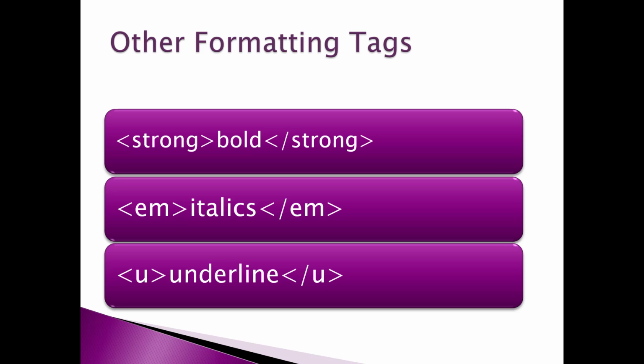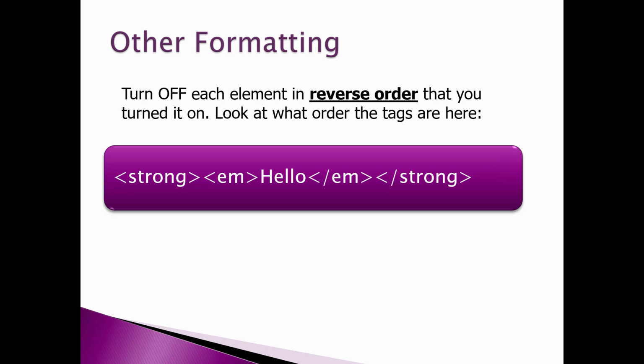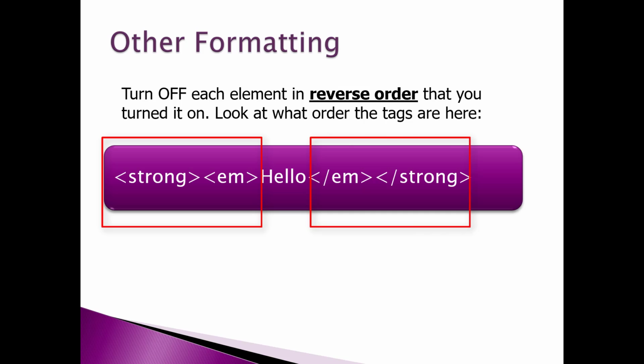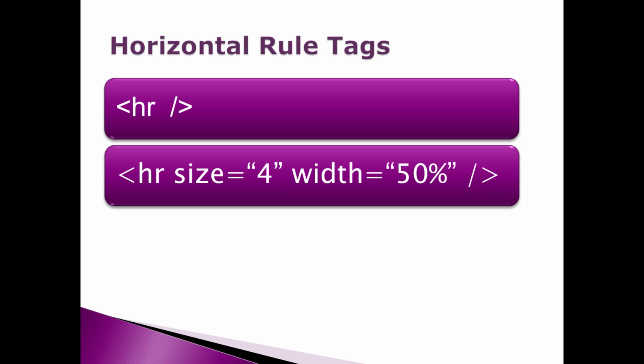Some other formatting, strong means bold, EM means emphasis, and that's going to italicize, and U means underline. It's important to turn elements off in the reverse order that you turn them on. So notice the order that these are turned on at the front, strong and EM, so then we close them off, EM and then strong. We turn them off in the opposite order.